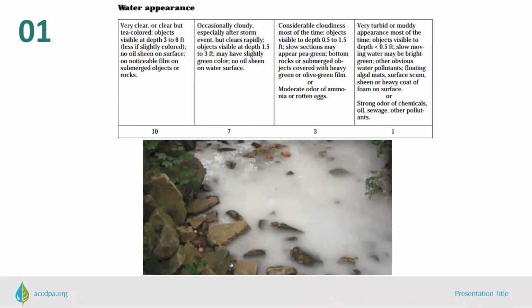So the best way to learn this is by doing. So I'm going to try an example with you guys. So take a look at this picture and evaluate it for water appearance. Type what you think the ranking would be and why in the chat box. I'll give you a couple minutes to do that.